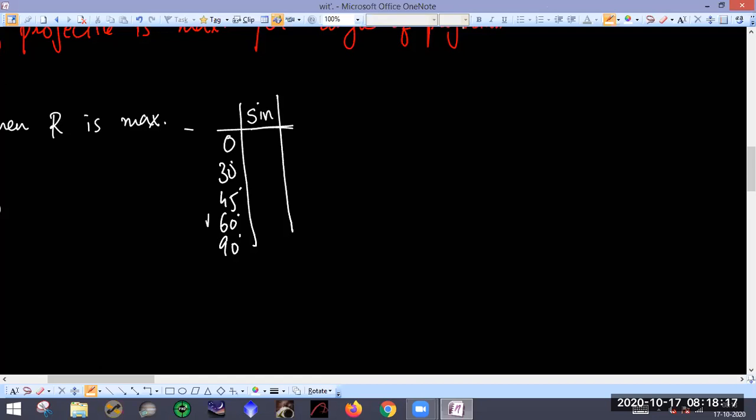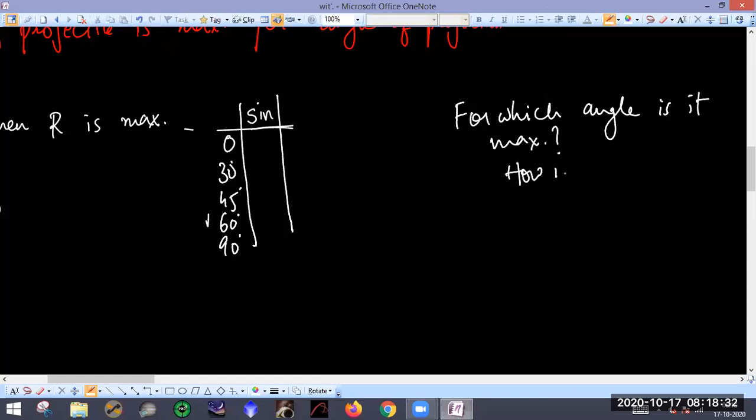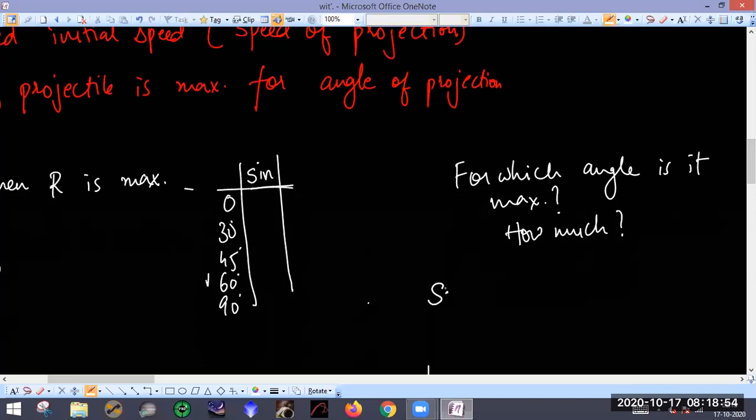Out of all these, for which angle is it maximum, and how much is that value? Yes, the correct answer is sine 90 degrees is maximum and its value is equal to 1, right?